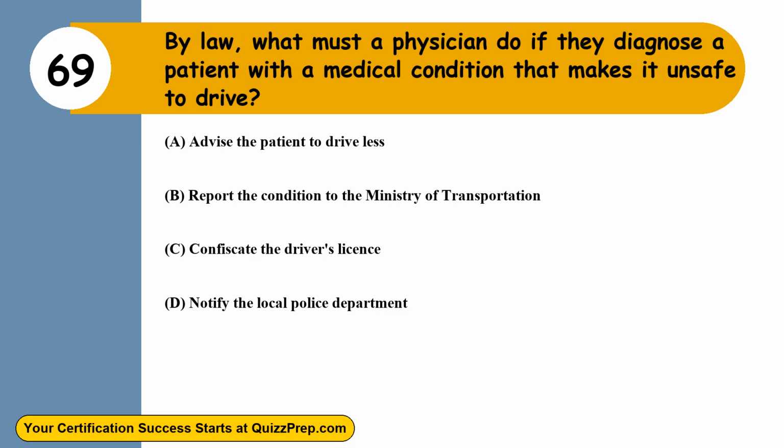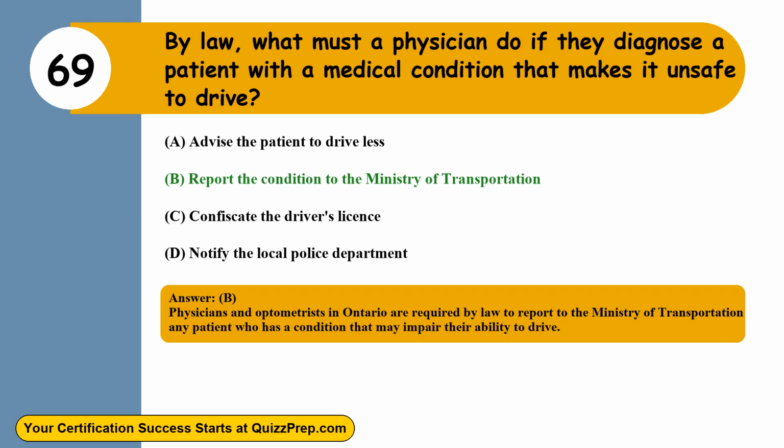Question 69. By law, what must a physician do if they diagnose a patient with a medical condition that makes it unsafe to drive? Option A, advise the patient to drive less. Option B, report the condition to the Ministry of Transportation. Option C, confiscate the driver's license. Option D, notify the local police department. The correct answer is option B, report the condition to the Ministry of Transportation. Physicians and optometrists in Ontario are required by law to report to the Ministry of Transportation any patient who has a condition that may impair their ability to drive.